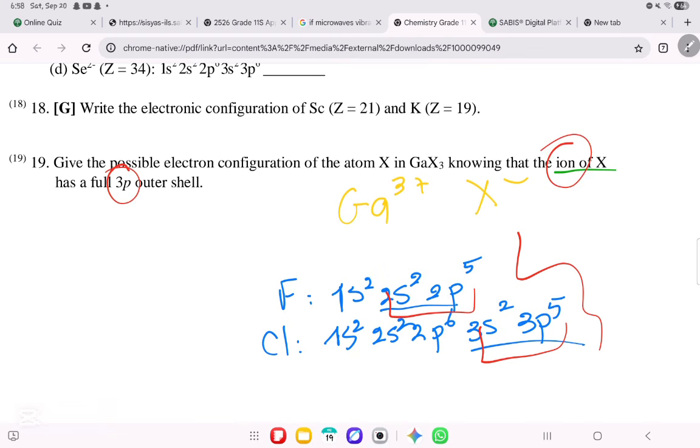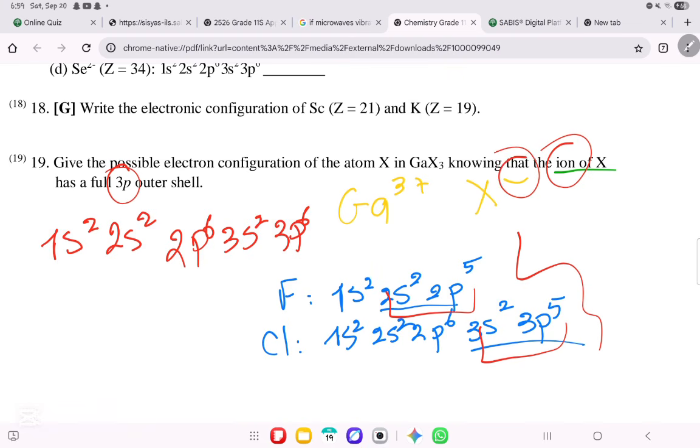Now, the ion has a full 3p outer shell, not the atom, the ion. So what do they mean by ion? The ion means that you're going to add an electron, and when you add an electron, it becomes a full outer shell. So let's do it. 1s2, 2s2, 2p6, 3s2, and 3p6. We stop here. We wrote 3p6 because this is the ion of X, but we added 1 electron. If they needed the atom, we would need to take away this electron, and we'd be left with 1s2, 2s2, 2p6, 3s2, and 3p5. So very simply, we can say that this is chlorine.